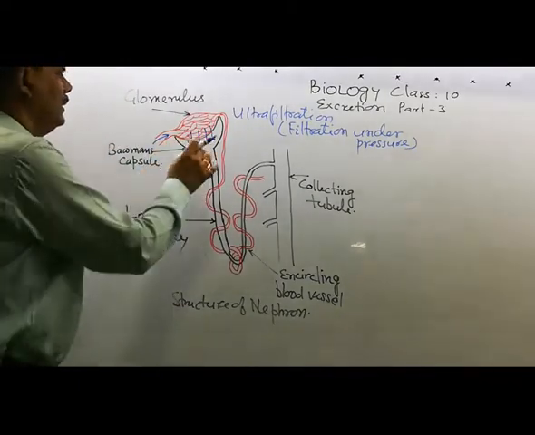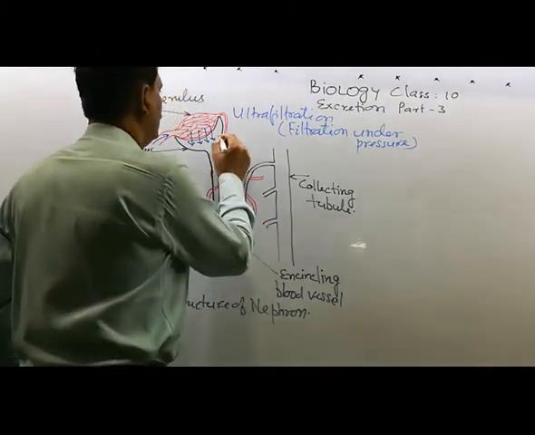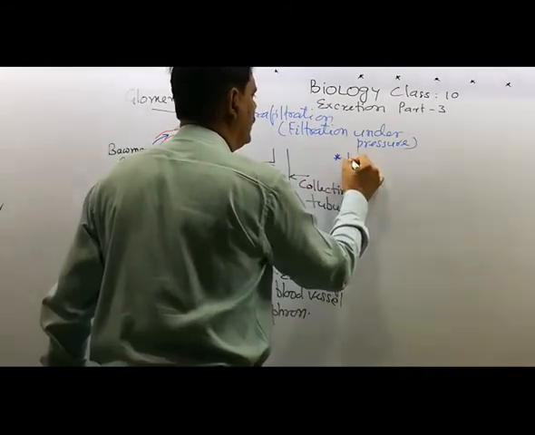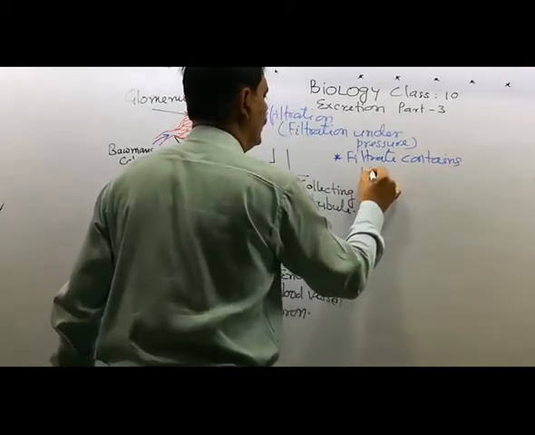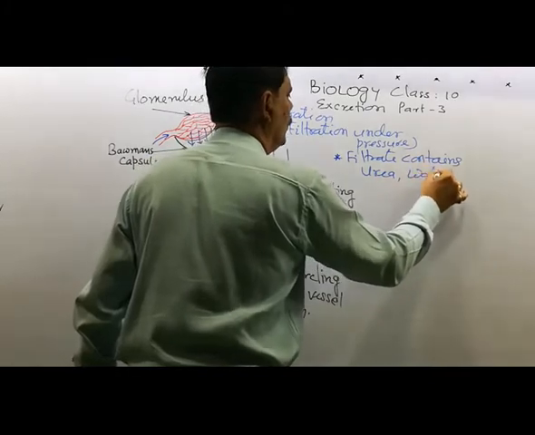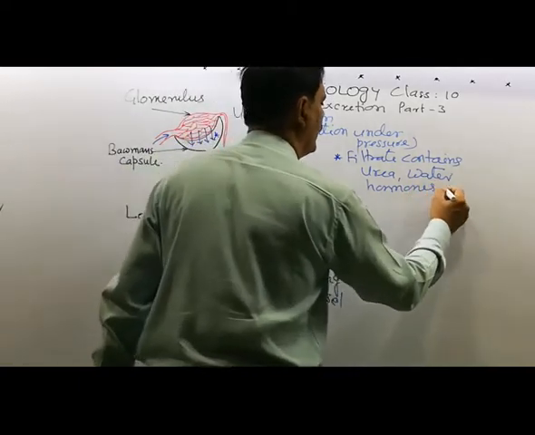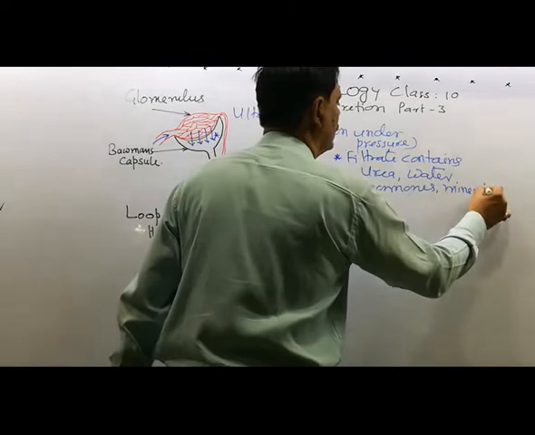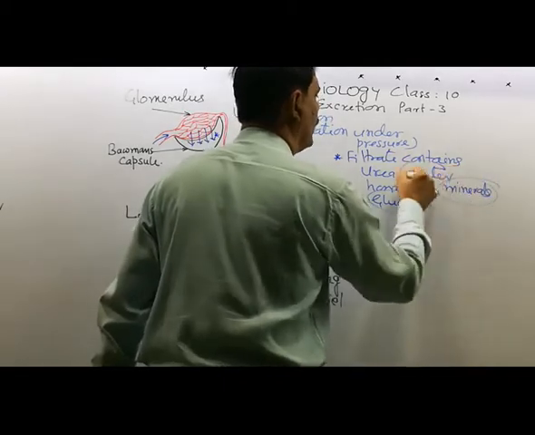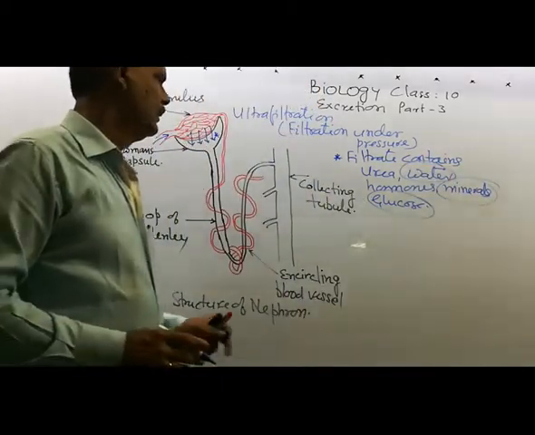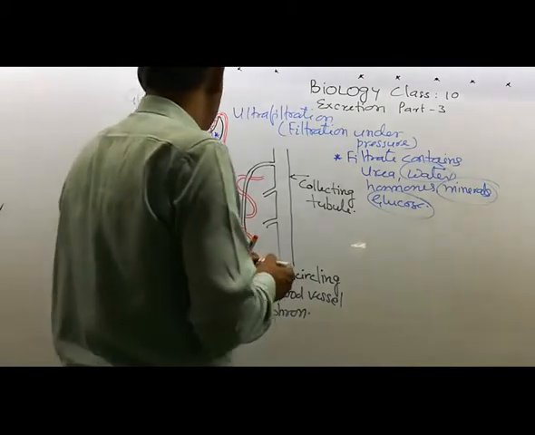So this filtrate, as was explained earlier also, contains urea dissolved in water, then hormones, minerals, glucose. Remember, glucose, minerals and water are also essential parts of our blood and must be there inside the blood. But in the filtration, everything other than the blood corpuscles gets filtered out, with a little water remaining there.